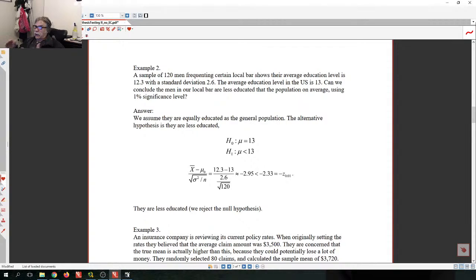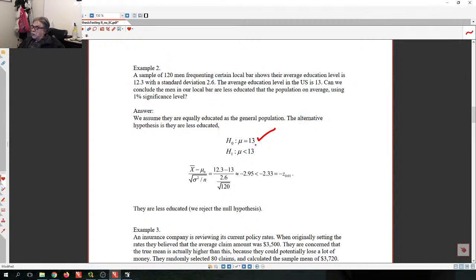Okay, so one more time, we are asked to confirm something. So that's going to be the alternative hypothesis. Okay, so the null hypothesis is that the average education level of these guys attending this bar is 13. Just like a general population. So that's the null hypothesis, and we are looking to reject it, to show that that is false, right?